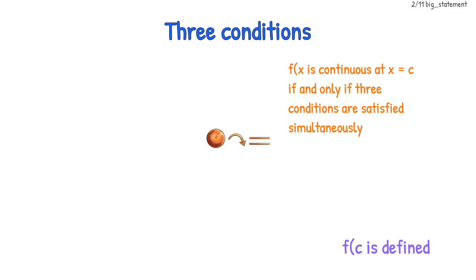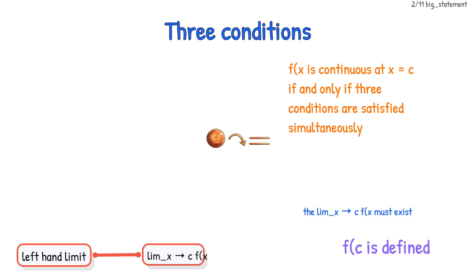The function must have a value at x = c. Second, the limit exists as x approaches c. The limit of f(x) as x approaches c must exist. This requires the left-hand limit and the right-hand limit to both exist and be equal. Third, the limit equals the function value. The limit of f(x) as x approaches c equals f(c).